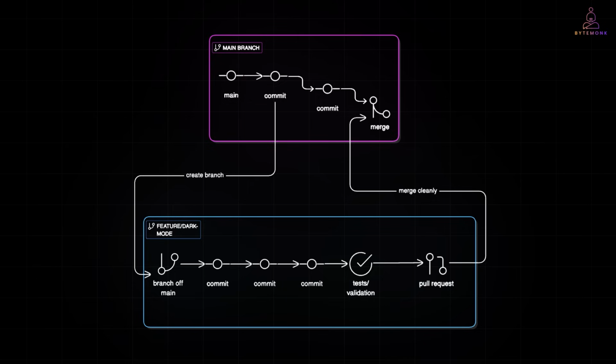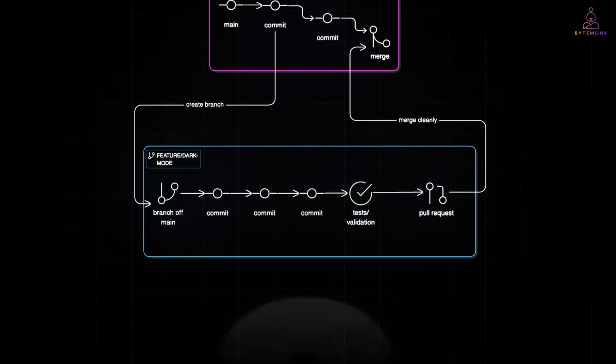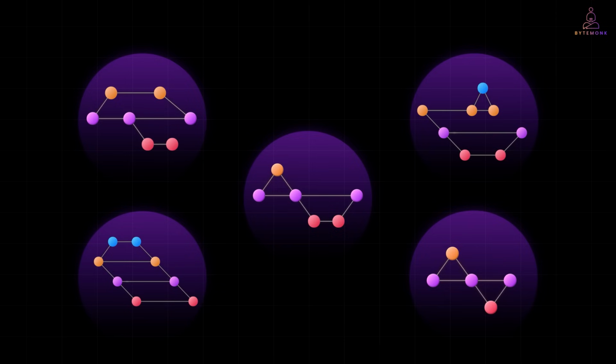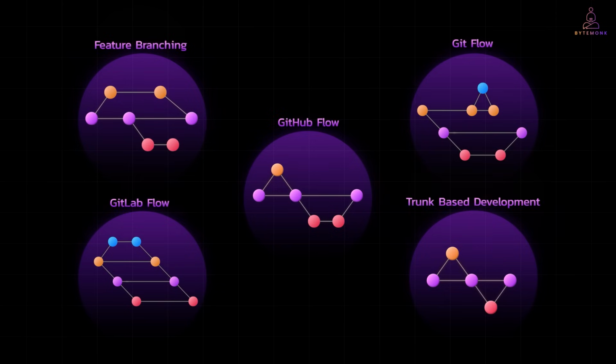Once you understand feature branches, the next question is, how do teams organize all these branches? Let's break down the 5 most popular strategies: feature branching, GitFlow, GitHub Flow, GitLab Flow, and trunk-based development. Each box here shows a simplified branch structure for that strategy, with circles representing commits and lines representing branches. We'll break down each of these strategies below and discuss how they work in practice.